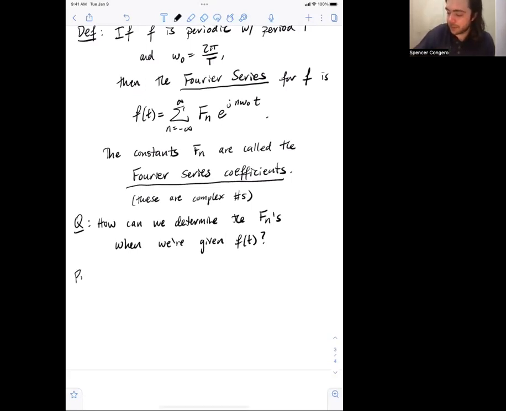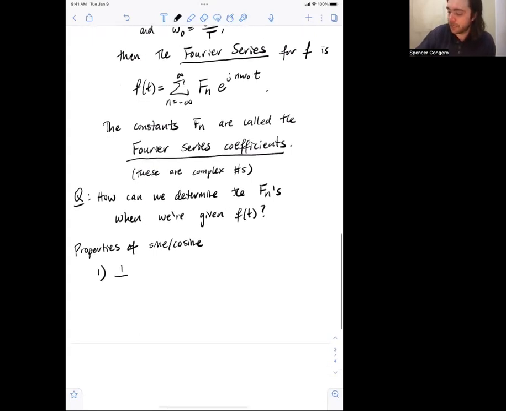So we're going to start by looking at some properties of sine and cosine that we'll need. Okay, so first property. I'm going to look at a specific function, and I'll explain what this means in 1 second.